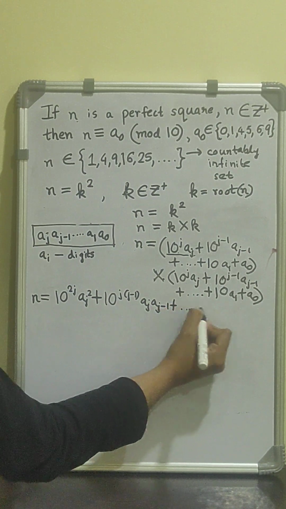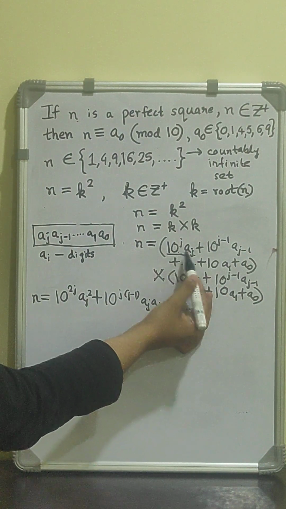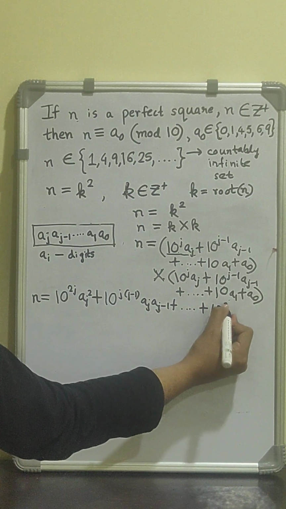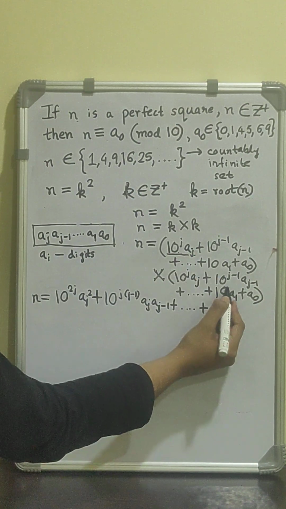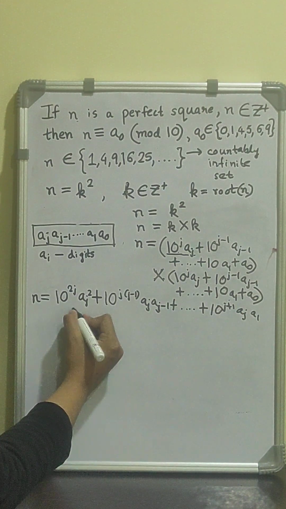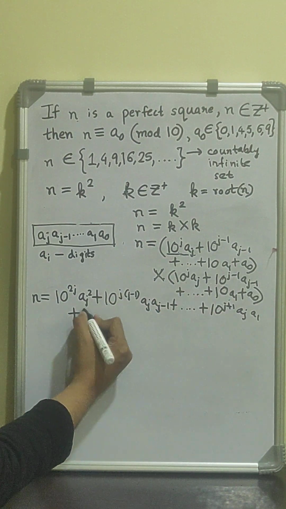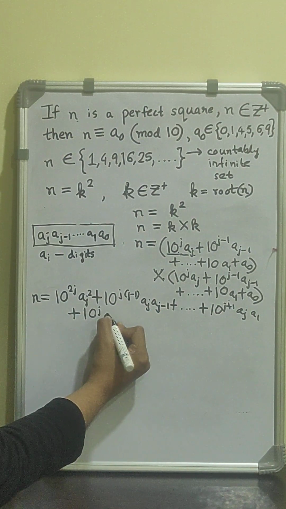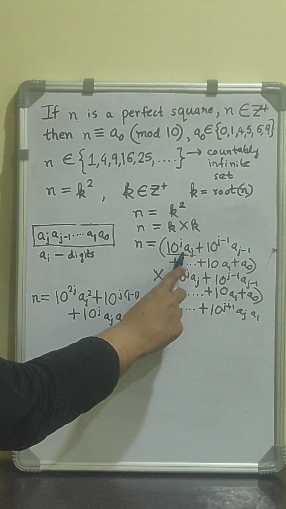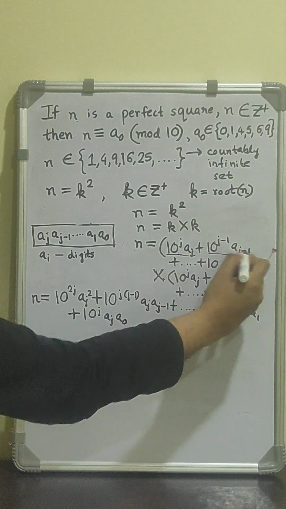I'll get some more terms here because I have the dots. And then if I multiply this with the last one, that is 10 to the power j plus 1, a_j a_1, plus this multiplied with the last one, 10^j a_j a_0. That's just the first term multiplied with everything inside the bracket. I have to do it for the other terms as well.